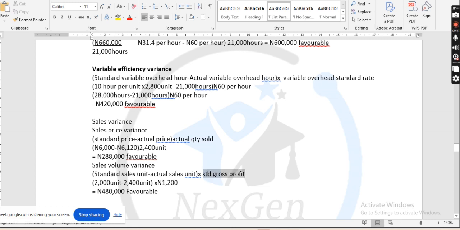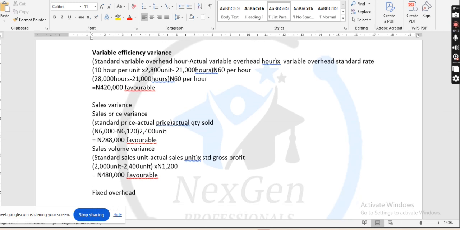Please don't forget this part. I beg you. If the company operates on marginal costing, it is standard contribution, sales minus all your standard variable costs. But if it is absorption costing, it is standard gross profit. Take notes. Any other question? Any question before we move on to fixed overhead variance? If you have a question, unmute your mic quickly.